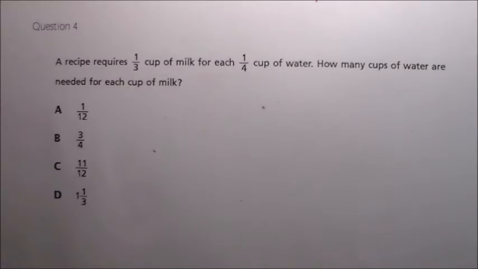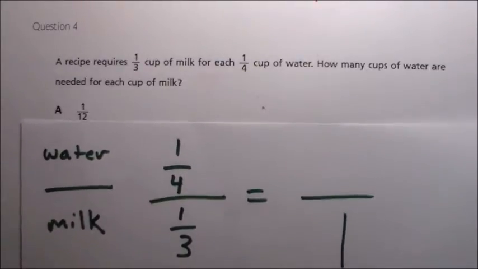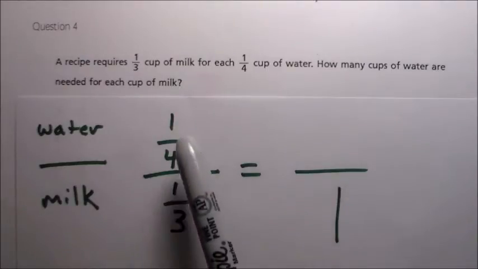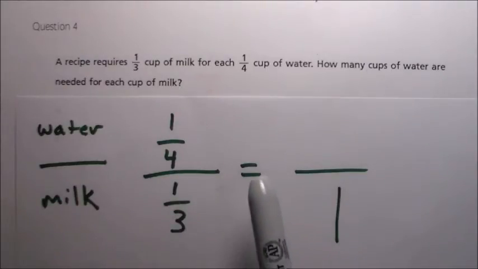On to question 4. This one's kind of easy. A recipe requires 1/3 cup of milk for each 1/4 cup of water. How many cups of water are needed for each cup of milk? So we have water per milk. We know that for 1/3 cup of milk, we need 1/4 cup of water. How much water do you need for 1 cup of milk? Again, let's just do a little cross multiplication and division.